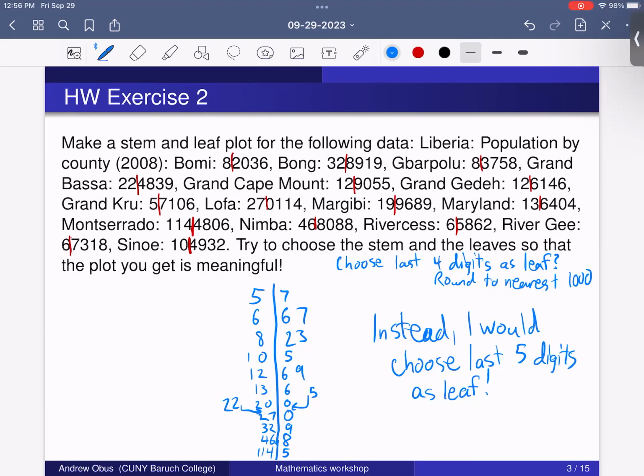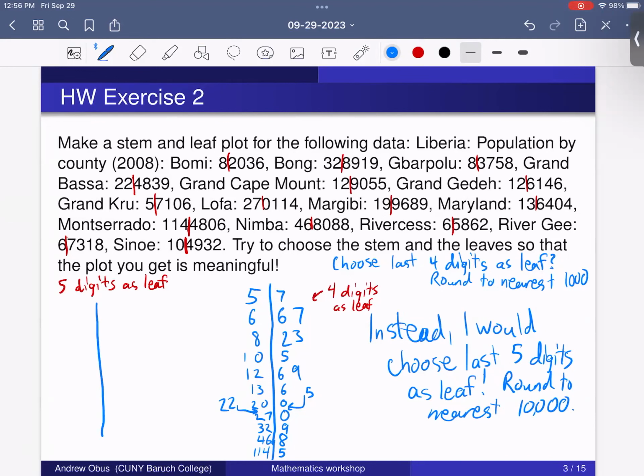So this over here is with 4 digits as leaf. So I'm going to do another table right here with 5 digits as leaf. So if I choose the last 5 digits as the leaf, and then maybe round to the nearest 10,000 instead of to the nearest 1,000. Right, so what happens? What does my plot look like if I do that?